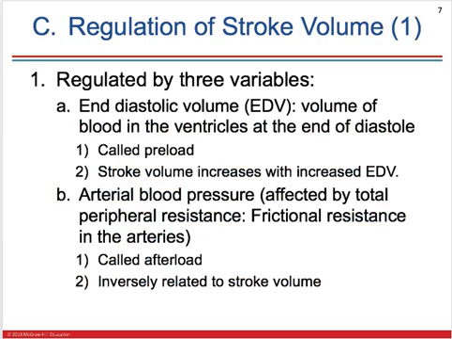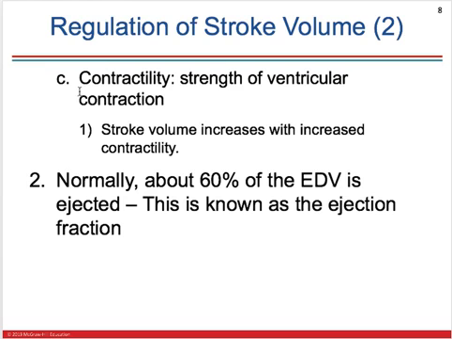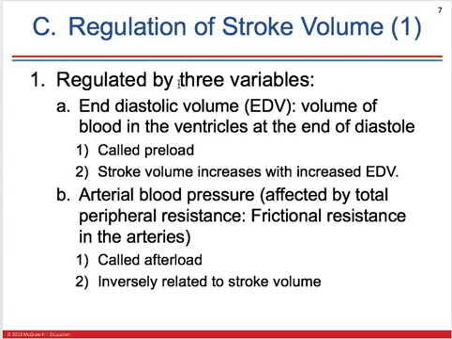So now let's take a look at the things that regulate stroke volume. Remember, the cardiac output is a function of the stroke volume times the beats per minute. So we just looked at the things that control beats per minute, heart rate, but now let's look at what controls stroke volume. And this is a bit more complicated. So there are three variables: end diastolic volume, arterial blood pressure, and then on this next slide, contractility. So let's look at these in more detail.